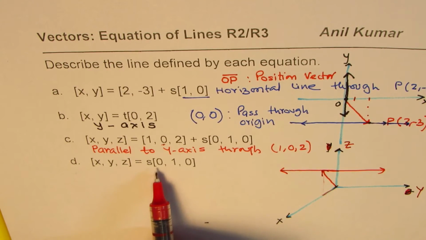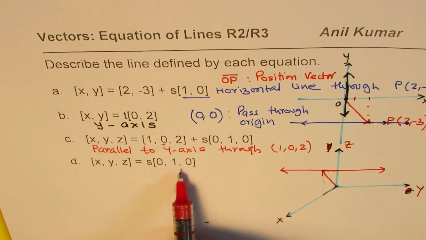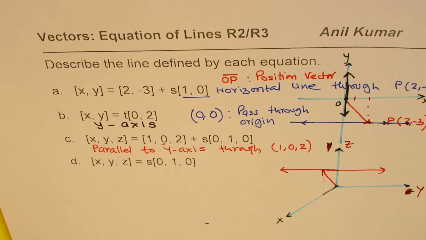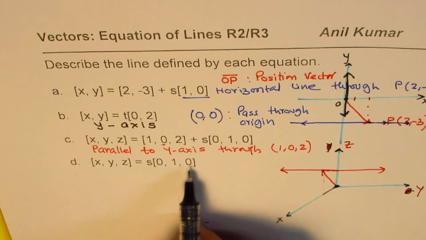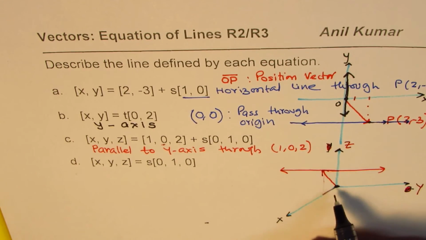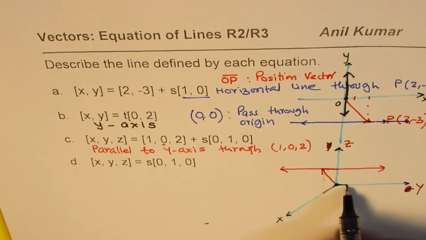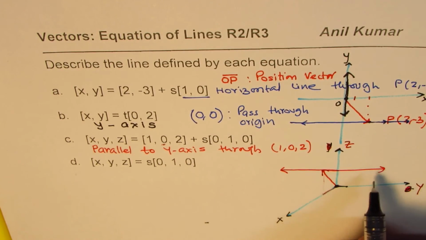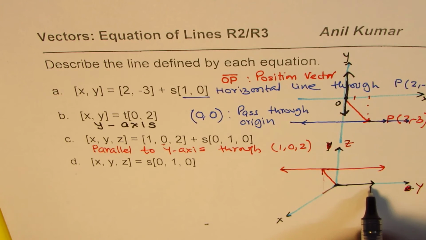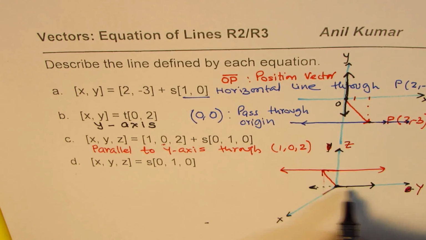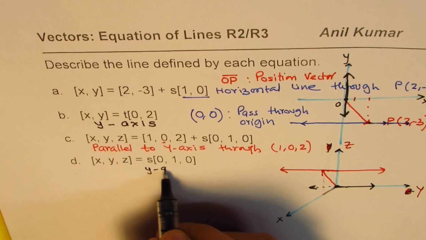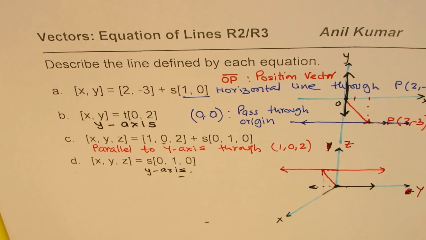Now the last one here is similar to this, so I'll leave this for you. It goes through, yes, you're right, the origin, because that is (0, 0, 0). And it moves along which direction? Along x, 0 movement. Along y, yes, it moves, and along z it does not move. So this is the equation of the y-axis. You could also draw it like this, because s could be negative. So it is the y-axis. That is how we can interpret the equations and the line.